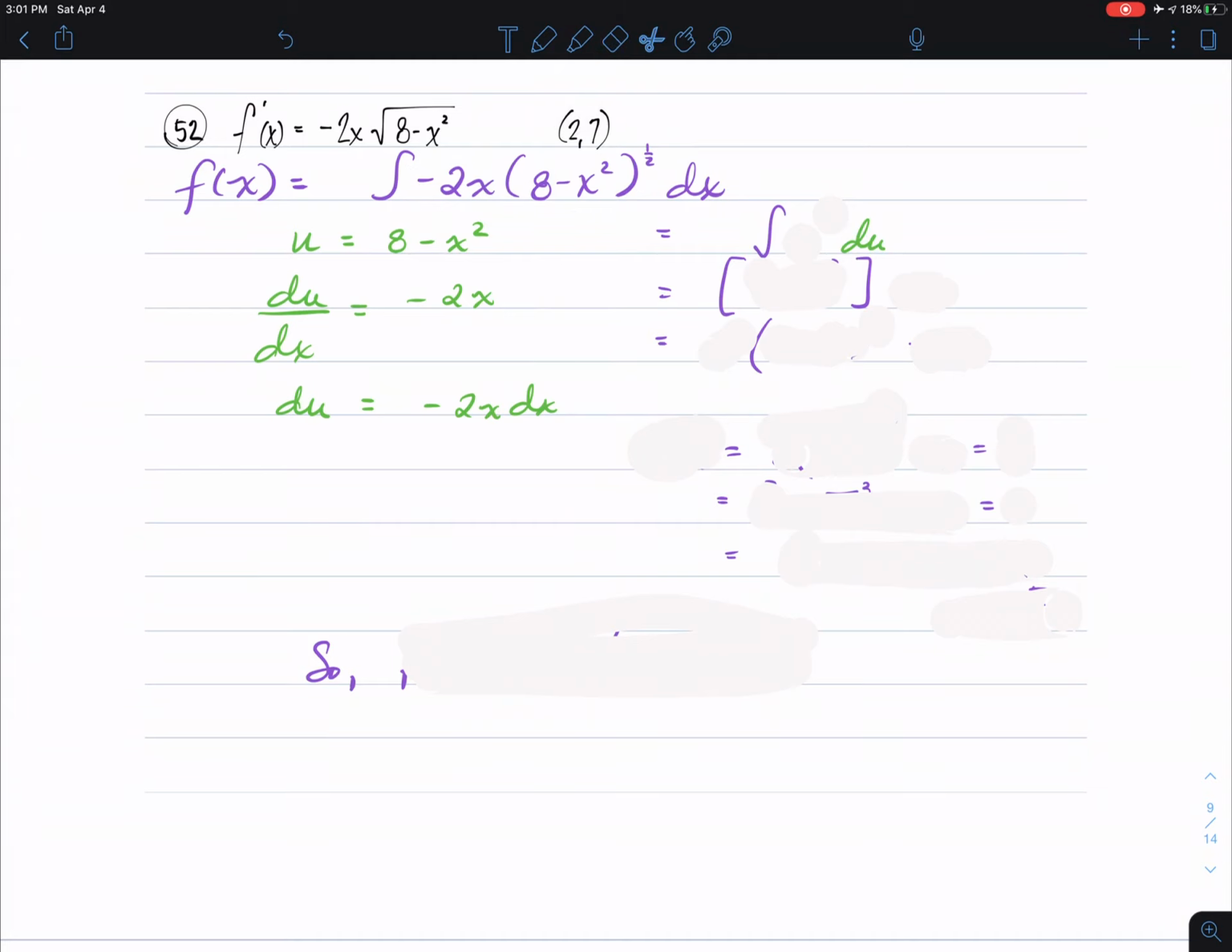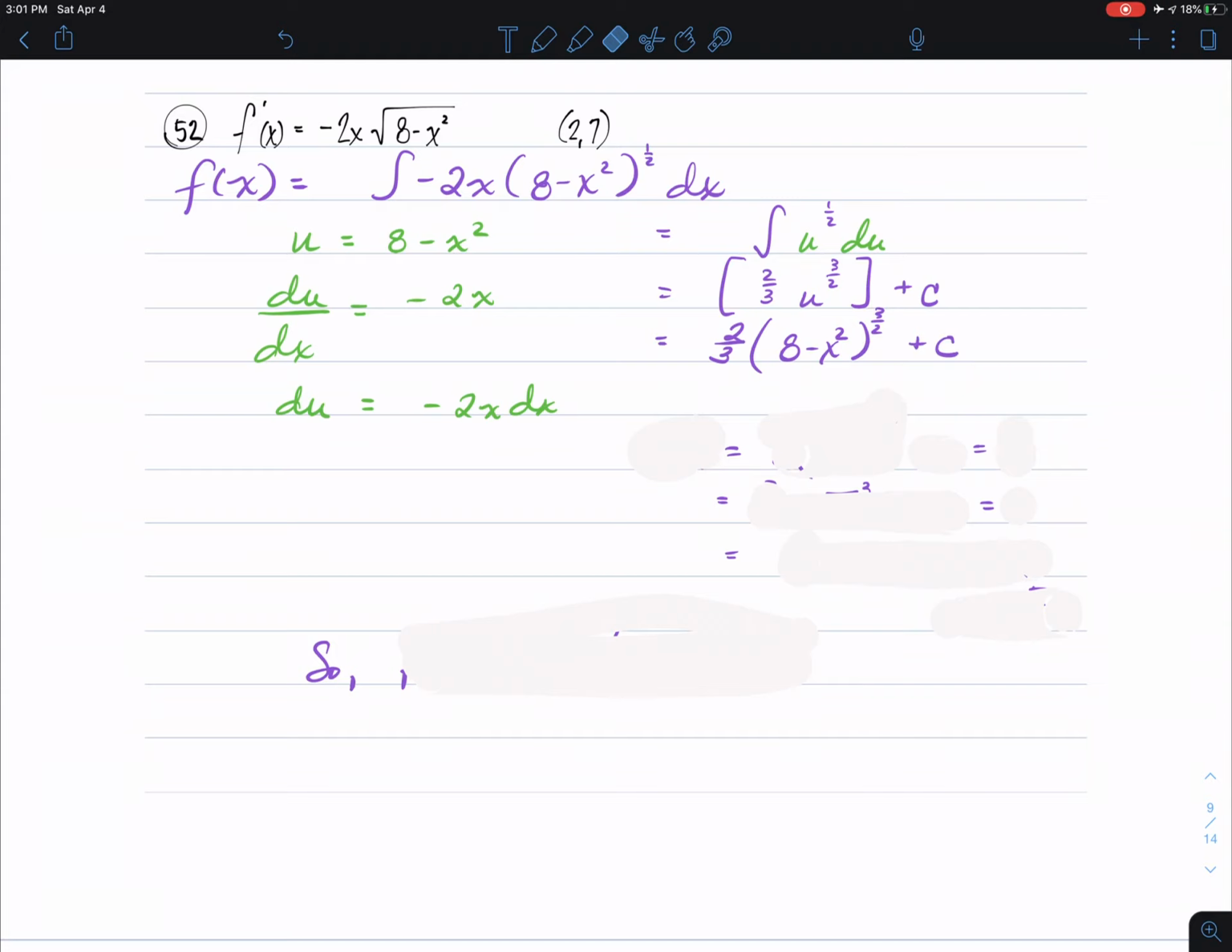The only thing that's left over to get replaced is the 8 minus x squared to the 1/2 power, so that's going to be u to the 1/2 power. The integral is going to be 2/3 u to the 3/2. Don't forget your constant. And then let's replug back in. So we have our 2/3 times 8 minus x squared raised to the 3/2 power plus our constant.